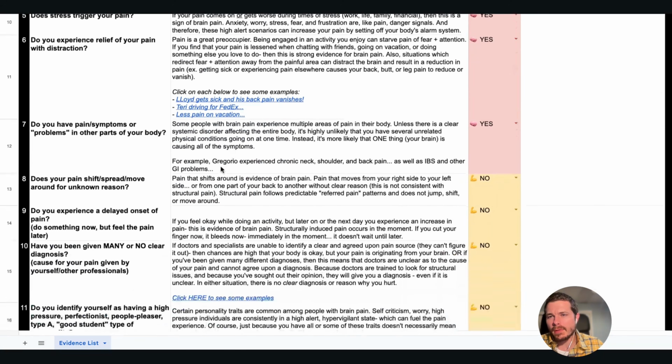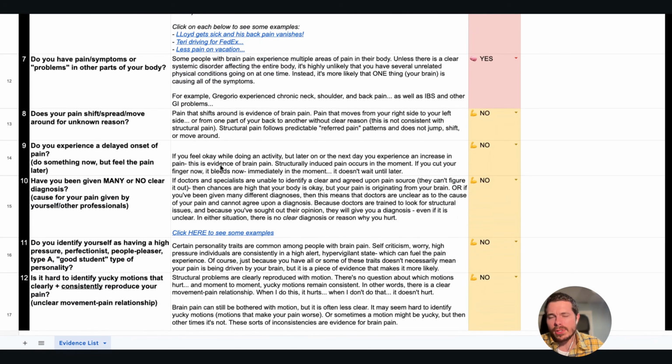Do you have pain, symptoms, or problems in other parts of your body? It's common that people experience pain not only in the back or butt, but also maybe in their neck or their shoulder, or they have knee pains, or they have foot pains, or they have other chronic things, by the way, not even necessarily related to the muscular system or the bones or anything like that. It could be, hey, I have belly pains, I have irritable bowel syndrome, GI problems, migraines, stuff like that. You'd have to answer yes.